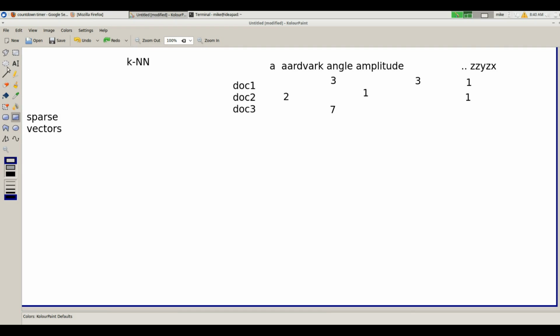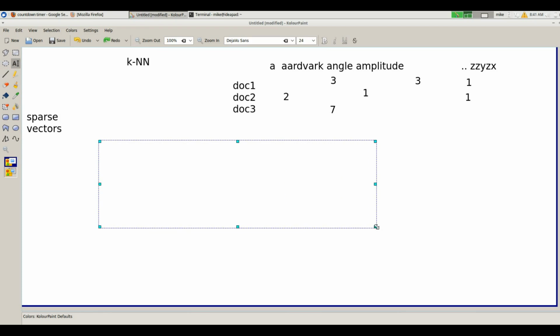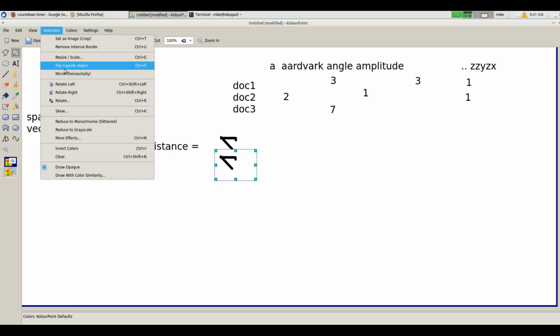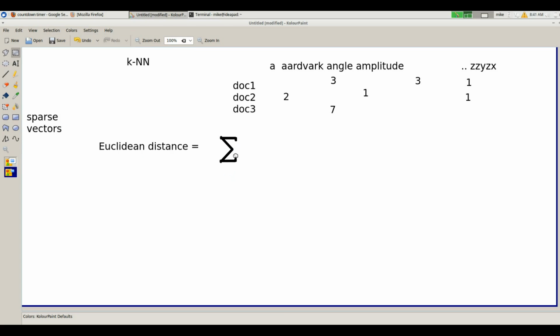So actually, just for completion, let's write some formulas up here. So Euclidean distance is, I need a sum symbol. Let's see. That's going to be too sloppy. Let's go. Copy and paste this and flip it. Hey, that's a pretty good sigma, isn't it? I could clean it up a little, but we'll call that good.